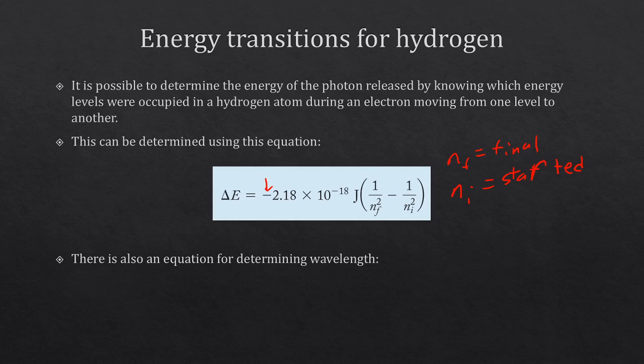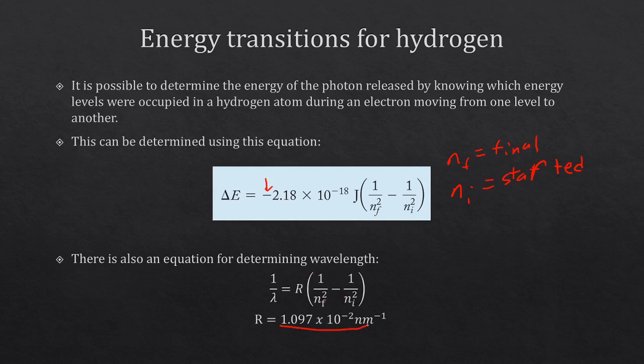You can also determine its wavelength. Now, you could just use the energy equation and then use E equals hc over wavelength. That'll give you the same answer. This is the faster way to do it. So you can use the equation that 1 over wavelength equals this value called R, which we call the Rydberg's constant, multiplied by 1 over NF squared minus 1 over NI squared.